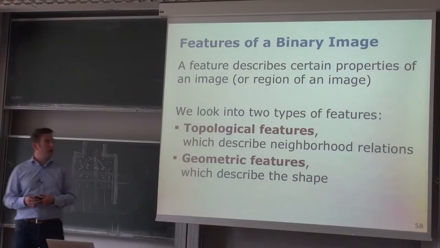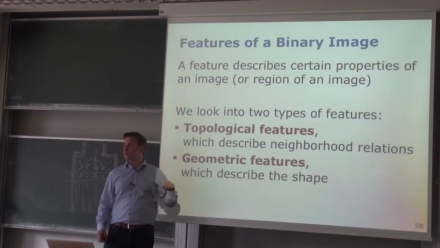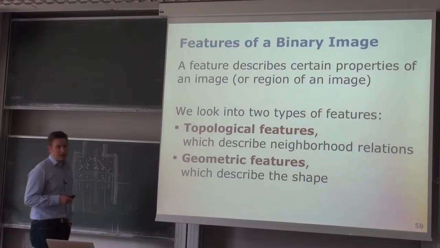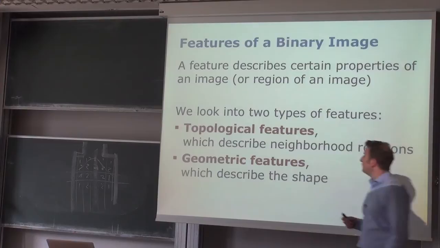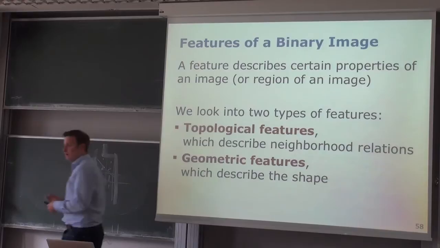So the feature can be seen, so we look at the moment at features of, for example, the whole image or the component, that describe certain properties. And we typically can distinguish between two different features. The one is topological features, and the other one is geometric features. The idea of topological features is that they take into account the connection to neighboring elements.